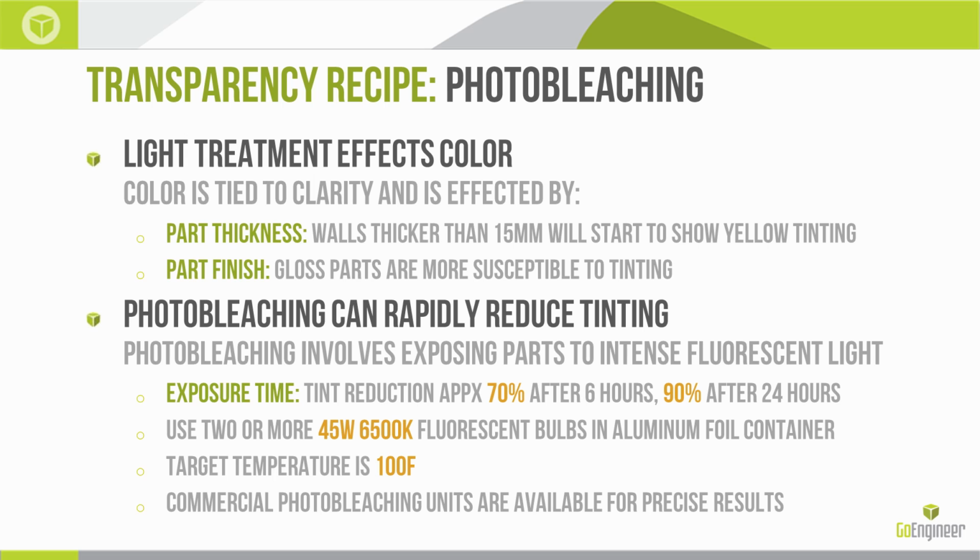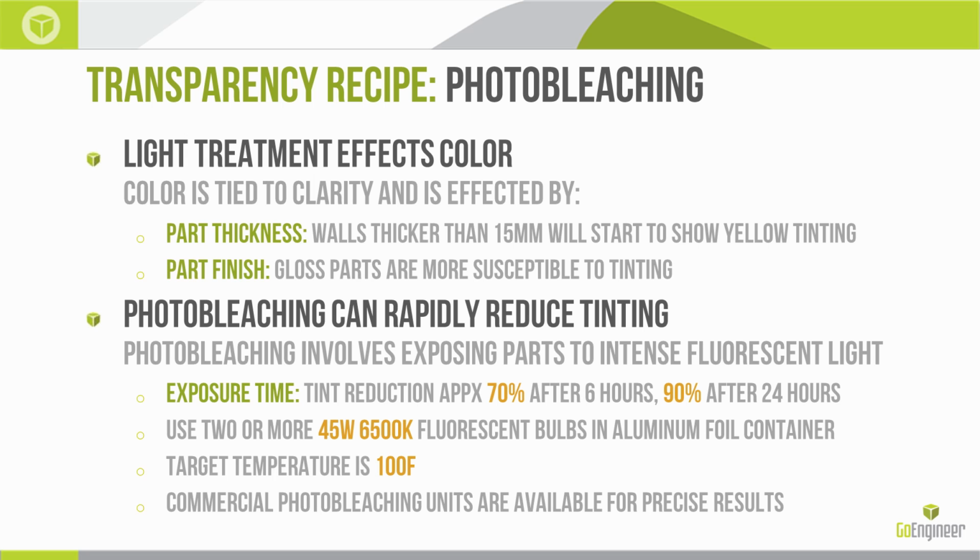So we talked about briefly the tinting of the materials. The longer that part is in the build tray, the actual color is going to change because of the increased UV exposure. And color is actually tied to clarity. You can think of it like glass. A thin piece of glass is usually pretty clear, but as glass becomes thicker and thicker, a lot of times it starts to get a green tint. We have the same issue, but it starts to become a yellow tint.